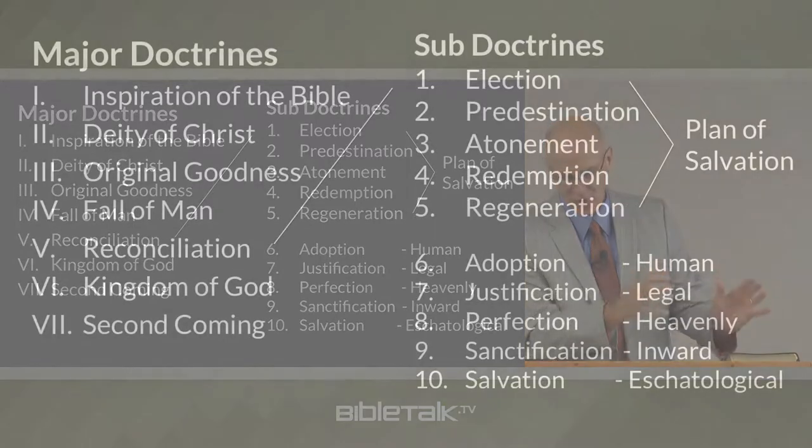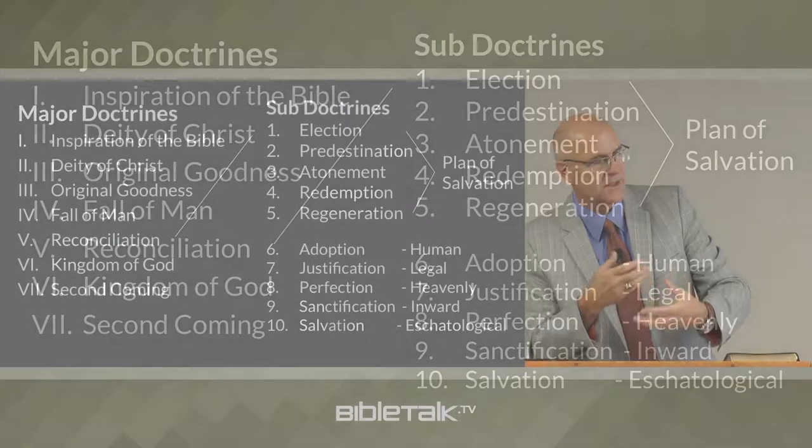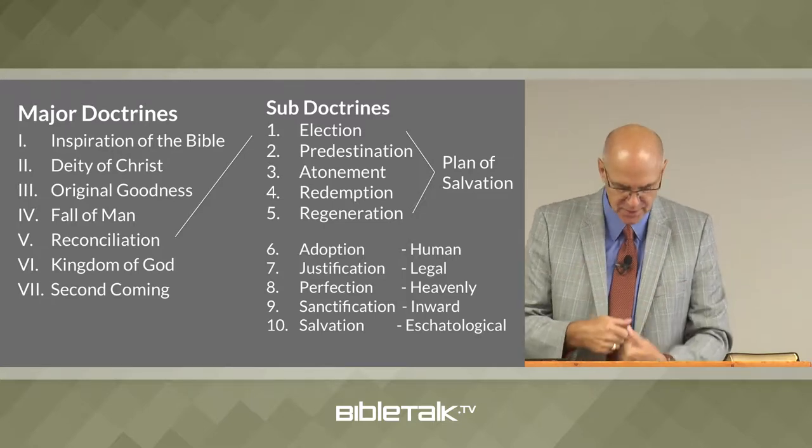So we said the seven major doctrines are over on the left there. The inspiration of the Bible, the deity of Christ, the doctrine of the original goodness of man, the doctrine of the fall of man, the doctrine of the reconciliation of man with God, how God reconciles man back to himself. And then I said, in this class, we examined the 10 sub-doctrines that explain the fifth major doctrine. Reconciliation has underneath its heading, if you wish, 10 sub-doctrines that explain how and who and so on and so forth, how God succeeded in reconciling man back to himself.